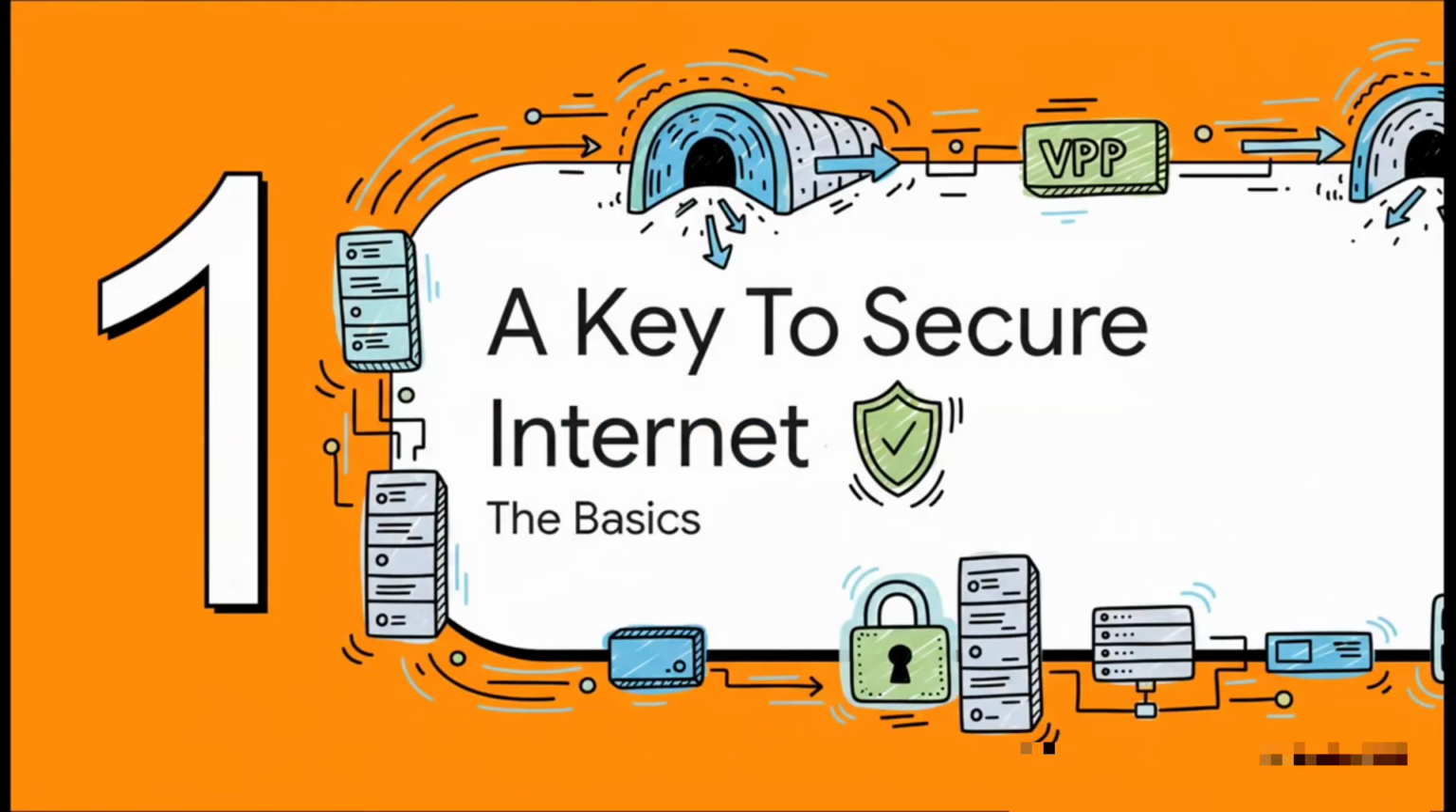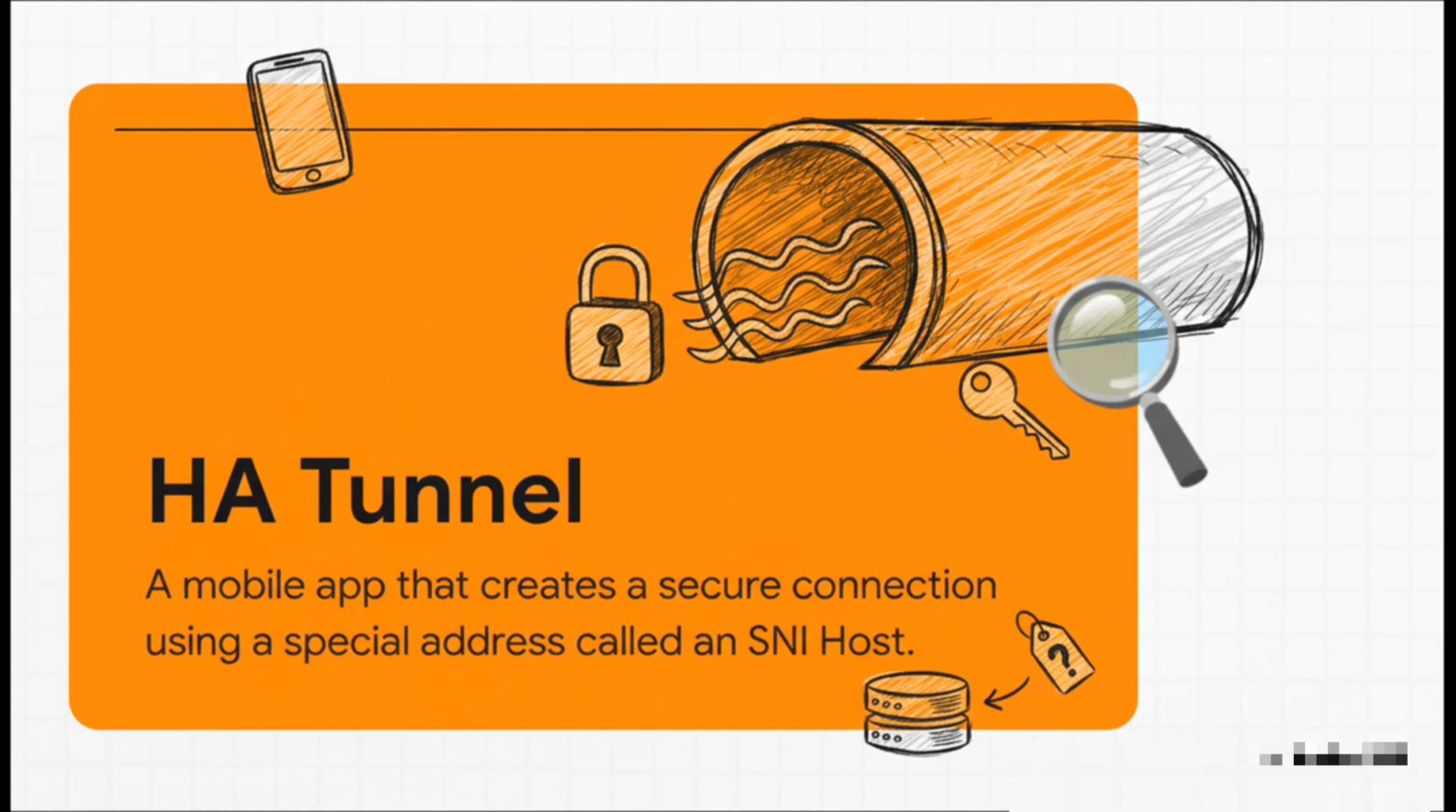Okay, so first things first. Let's get into the basics. What exactly is this thing, HA Tunnel, and how does it supposedly act as a key to a more secure internet? So at its heart, HA Tunnel is just a mobile app. Its whole job is to create a secure, private connection for your phone or tablet. And the way it does this, well, it relies on one super important piece of info called an SNI host. Now, SNI stands for Server Name Indication. That sounds complicated, but all it really is, in simple terms, is a special address that tells a server which secure website you're trying to get to. And let me tell you, getting the right SNI host, that's the absolute key to making this whole thing work.